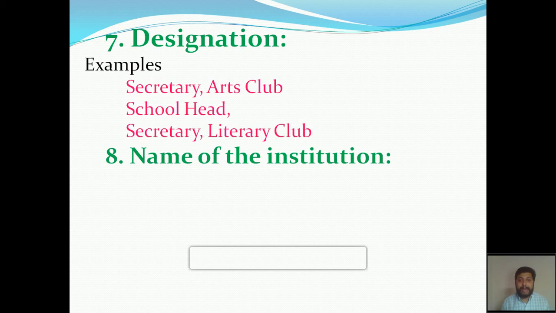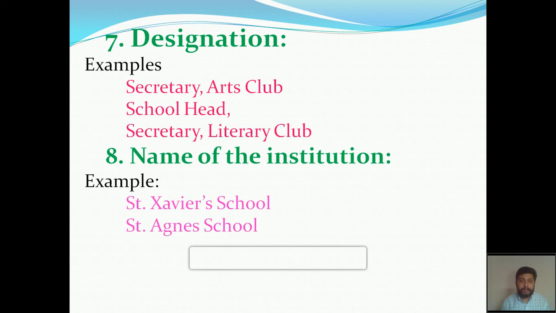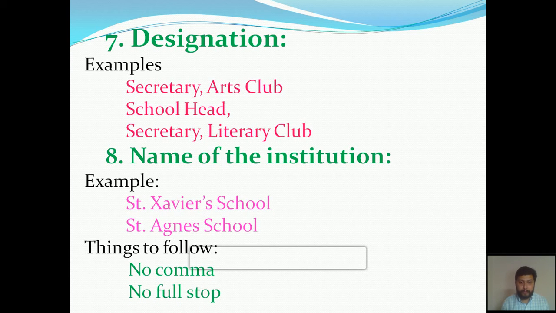And the eighth one, name of the institution. You have to mention from where, on behalf of whom you are writing. So you have to mention the name of the institution. Examples like St. Xavier's School, St. Agnes School. You have to remember that there must be no comma and there should not be a full stop, like we have already seen in the case of sign. When we write the sign as well as the name of the institution, there should not be a comma, there should not be a full stop.